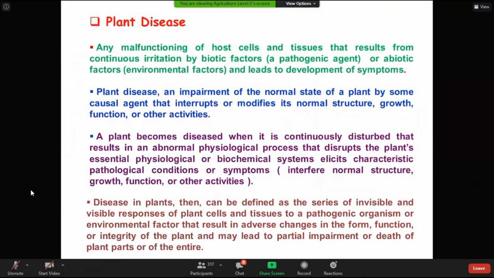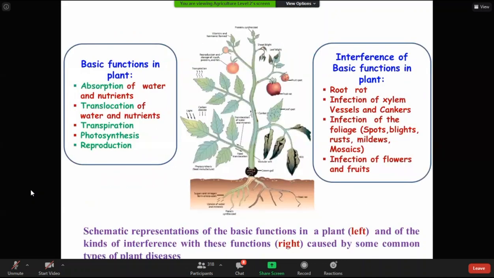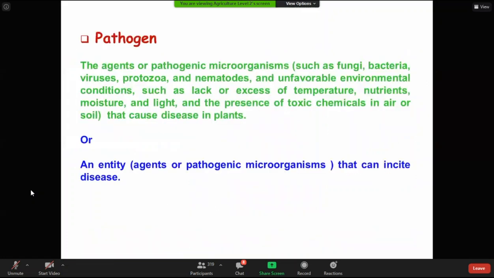That's why we are saying here, any malfunctioning of host cells and tissues that results from continuous irritation by a biotic factor or abiotic factor and leads to the development of the symptoms. Symptoms here means rotten, canker, even spots, blights, rust, mildews, mosaic, all these are symptoms. And these symptoms basically affect the plants by altering the absorption, translocation, transpiration, photosynthesis, and reproduction. That is all.